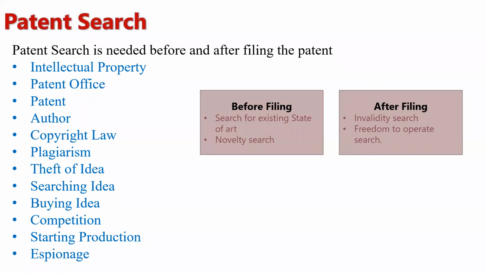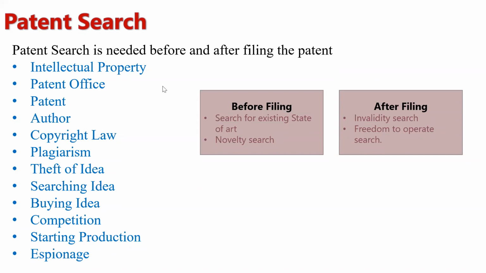Freedom to operate is similar to the clearance search. Once you get this clearance, that will confirm that you will get the patent. So a patent clearance search can determine if an invention infringes on another patent or not. Once you get this clearance, the patent will be granted.